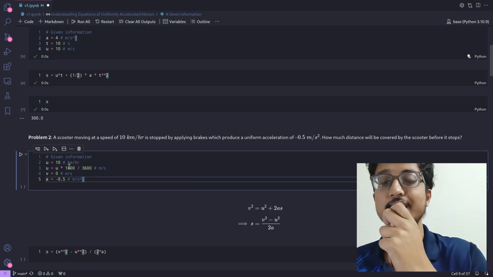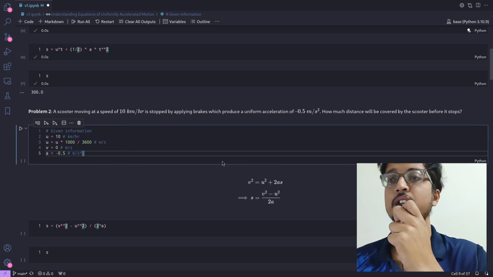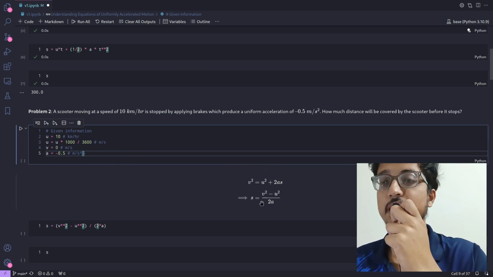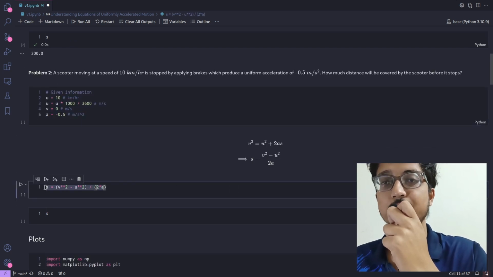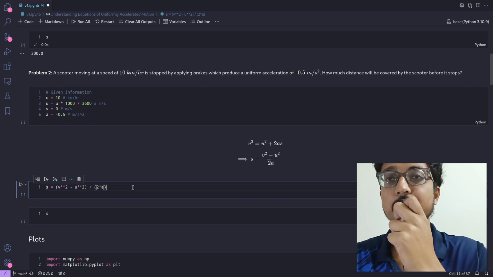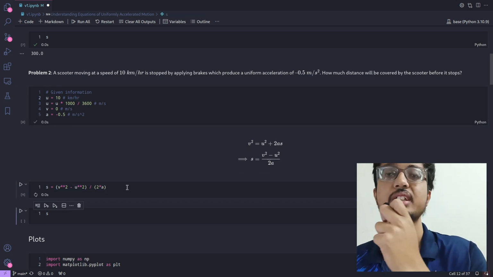So since we have this information, we can see that we can use the third equation of motion here to get the distance. So solving for s, we get this expression here, and then we can again define this equation here to get the correct answer, which then gives us this distance covered as 7.71 meters.